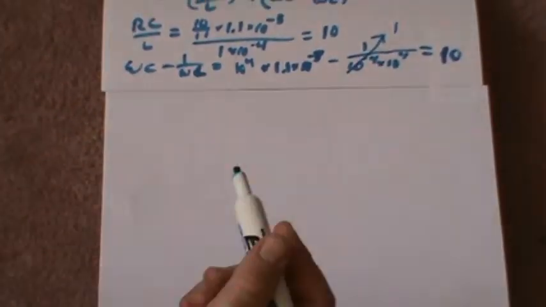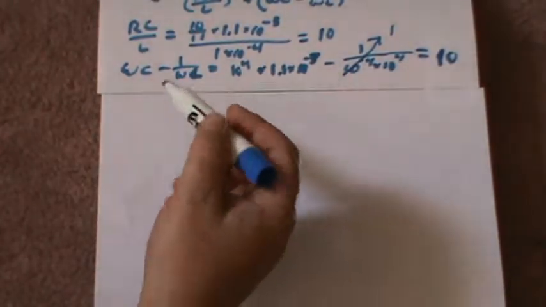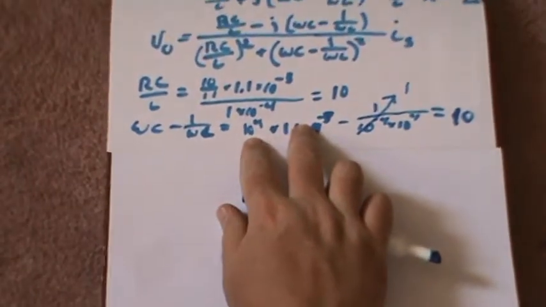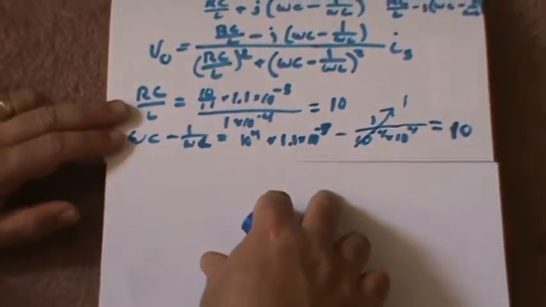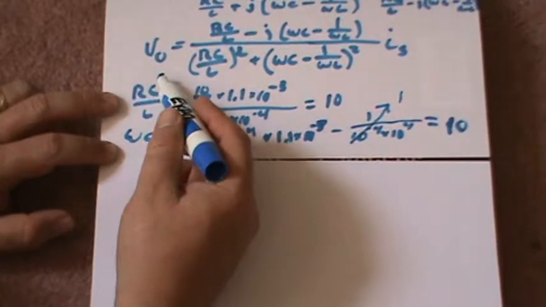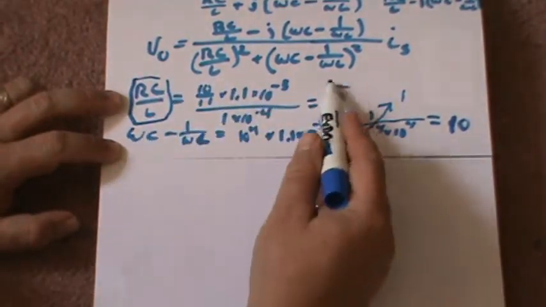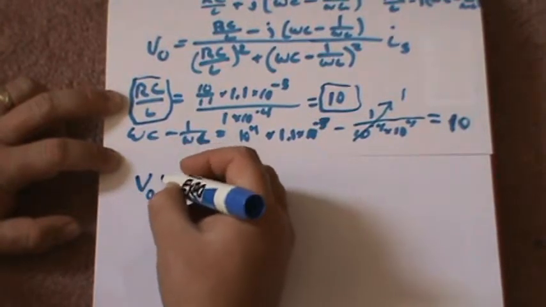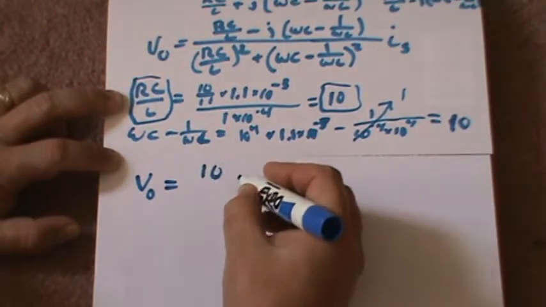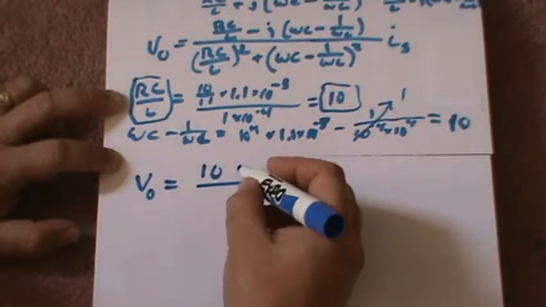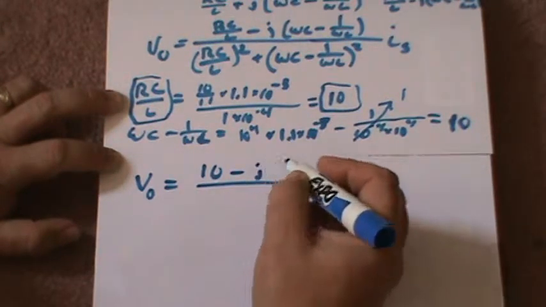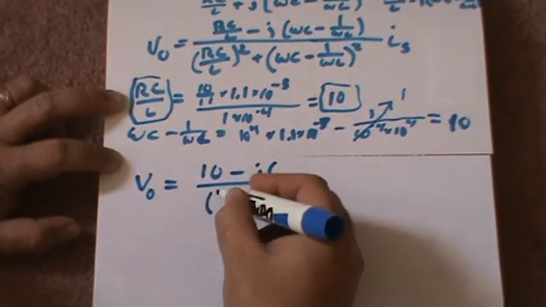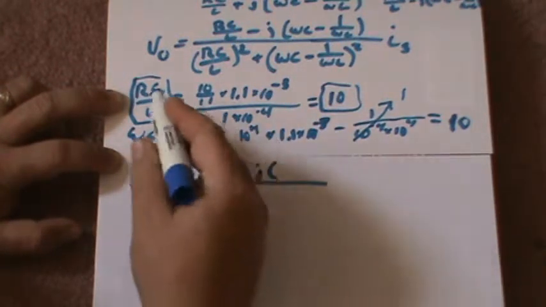So now we just pick this one up and we simplify our expressions using what we have just calculated here. Let me make sure that's in view. I'm just going to take these RC over L equals 10. That's right here. And we've got that V0 equals 10 minus j times something, and then our other RC over L is down here, which is 10 squared.